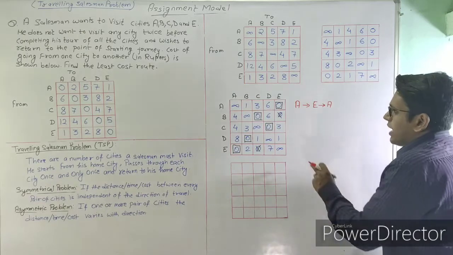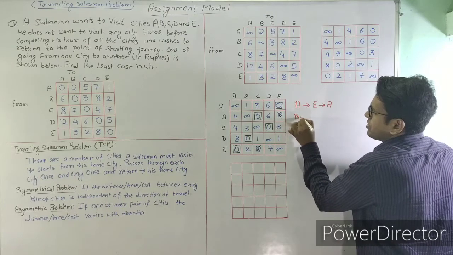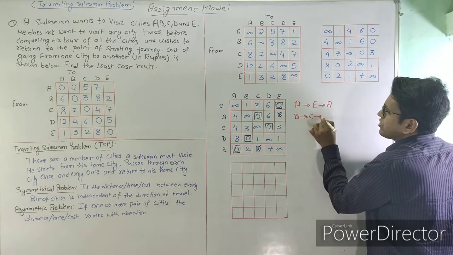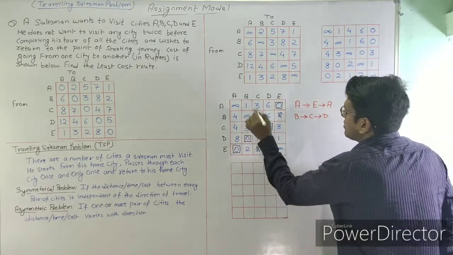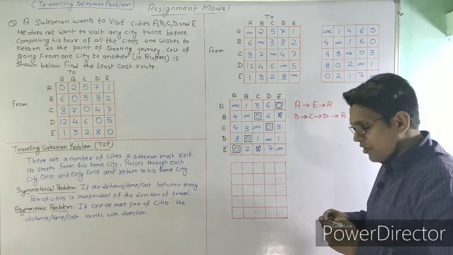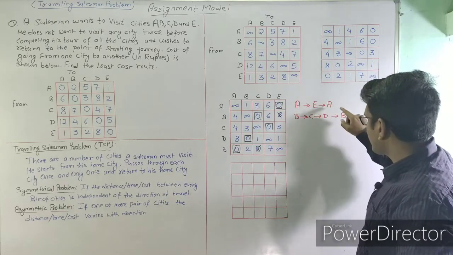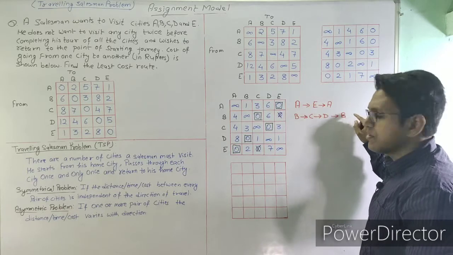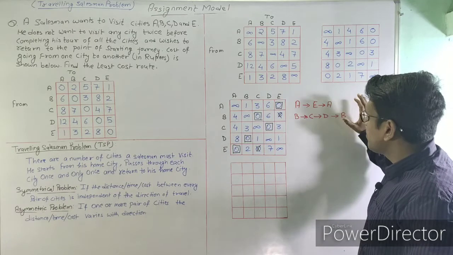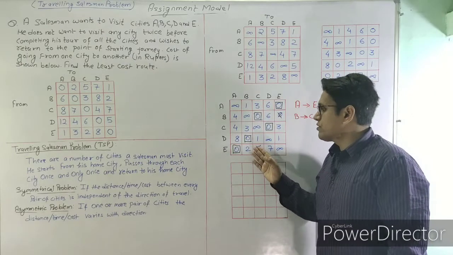which is not possible for the traveling salesman problem. And let us again see other assignments: B to C, C to D and D to B. So for this particular assignment we can see that we have two subtours which we will not consider for a traveling salesman problem. So what we will do is we will not consider this as an optimal solution and we will try to improve this solution.